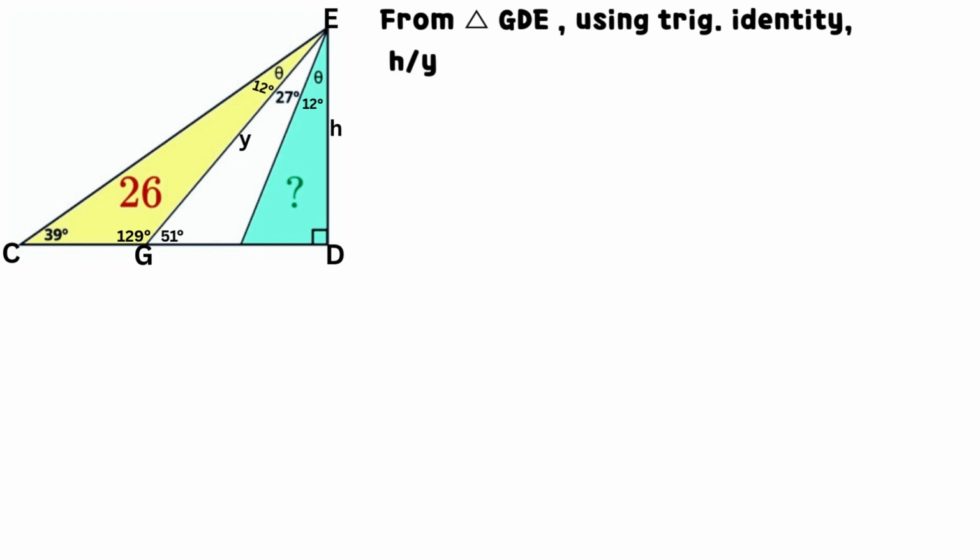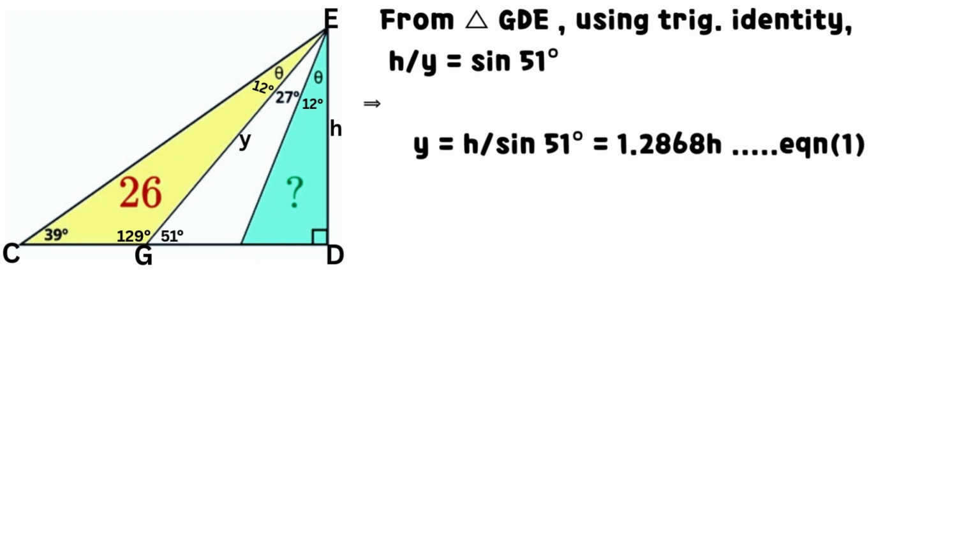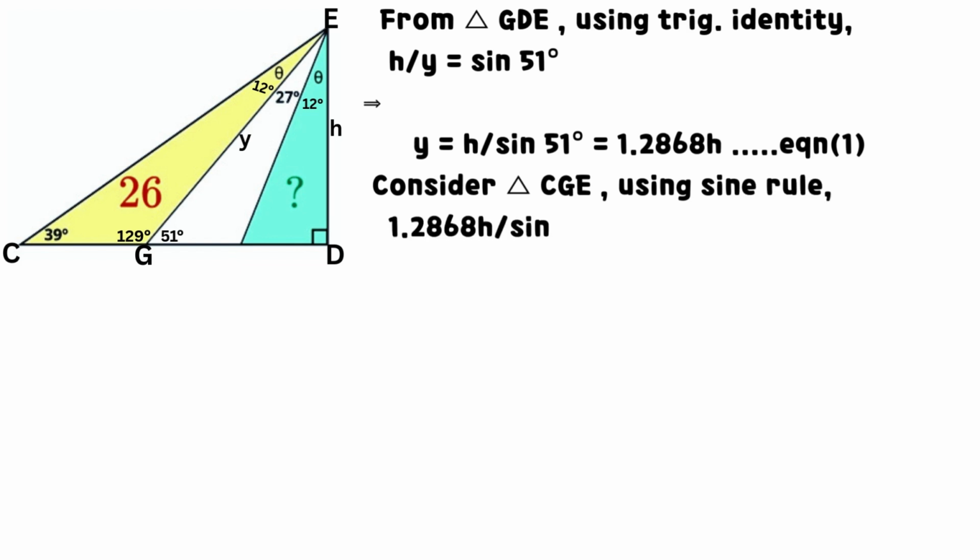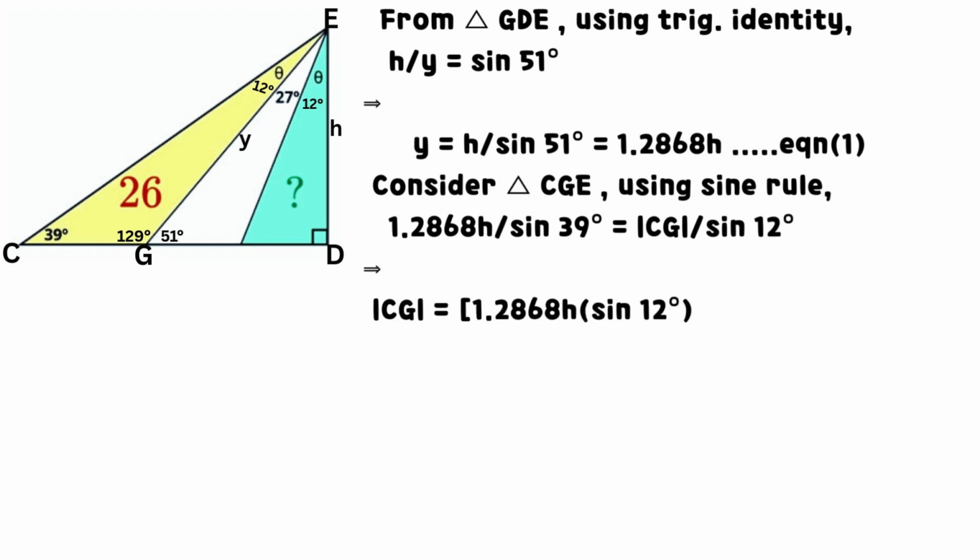From triangle G, D, E. Using trigonometric identity, H divided by Y equals sine 51 degrees. It signifies that Y equals H divided by sine 51 degrees, which equals 1.2868 times H. We call it equation 1.